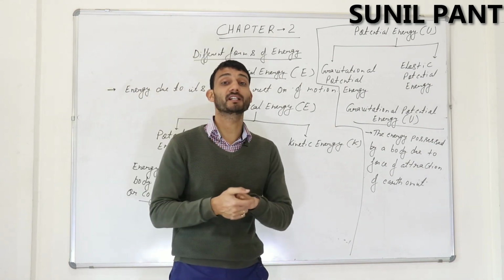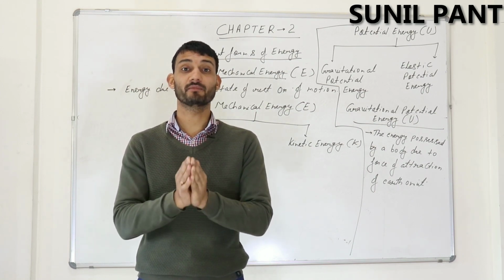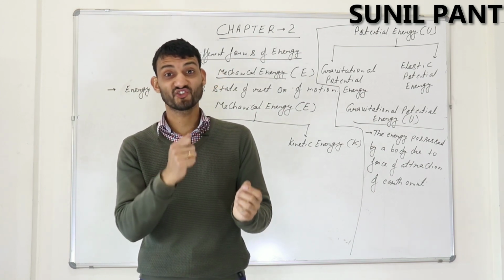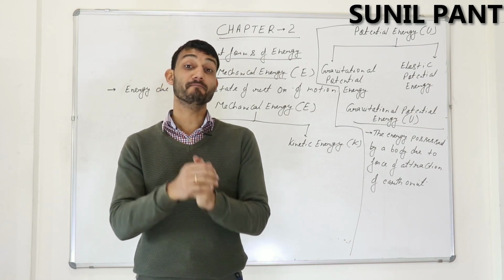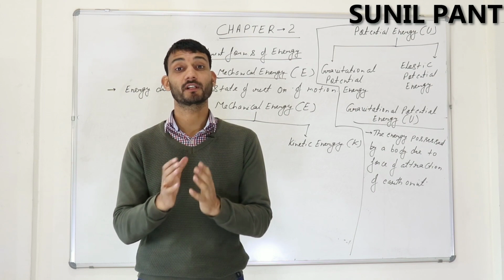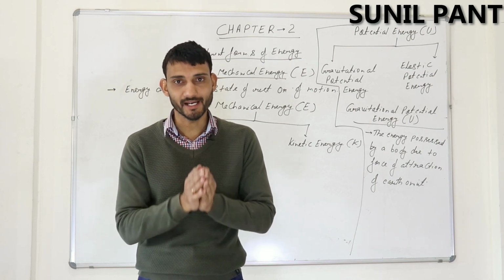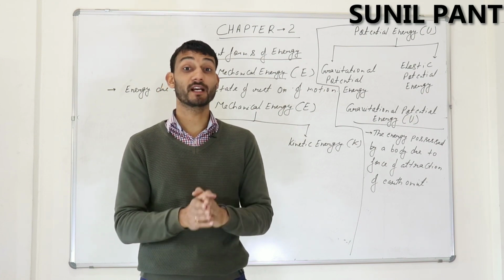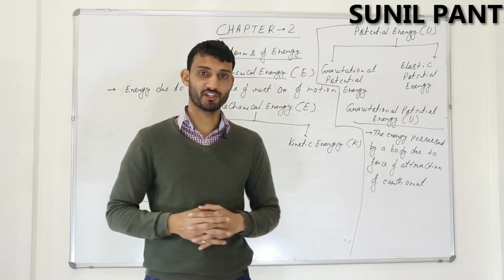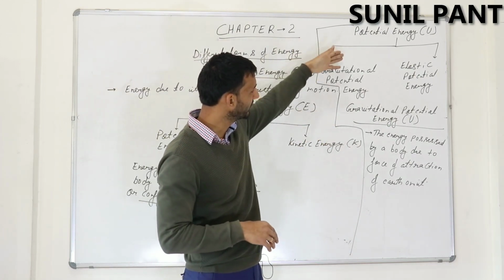And elastic potential energy, as I discussed with the example of a rubber band: the rubber band is stretched, there is a change in its configuration, and because of this change in configuration there is potential energy in the rubber band, and that is known as elastic potential energy. We'll focus on gravitational potential energy only.